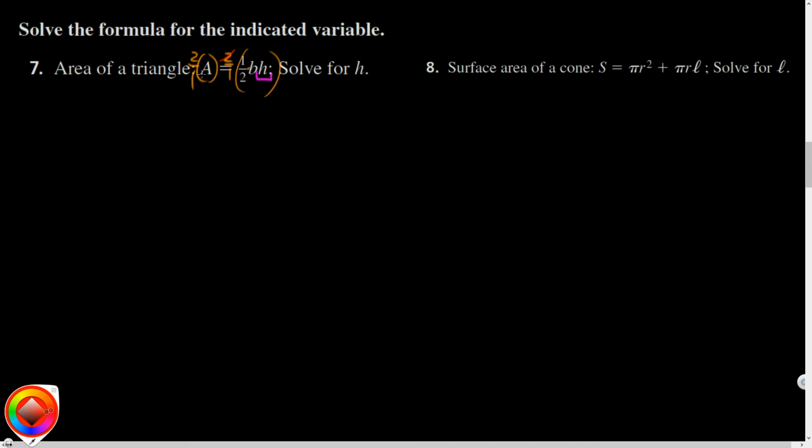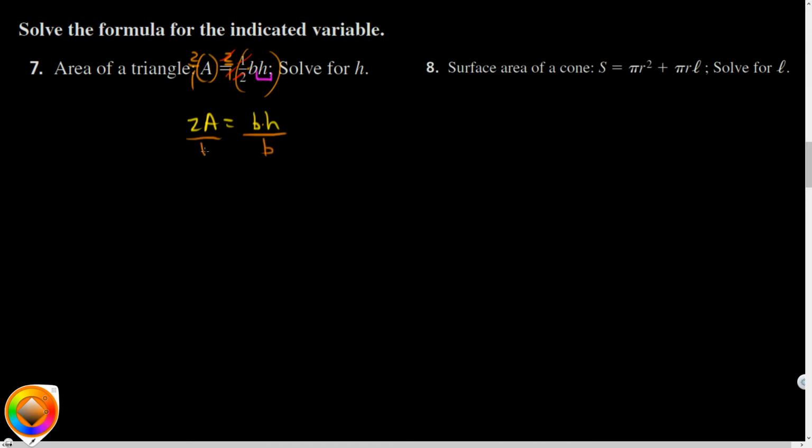Opposite would be a positive and a negative. Reciprocal is the flipped. You got it. So notice these 2's would cancel out, and I would get 2a is equal to bh. I multiply both sides by 2. How do I solve for h now?